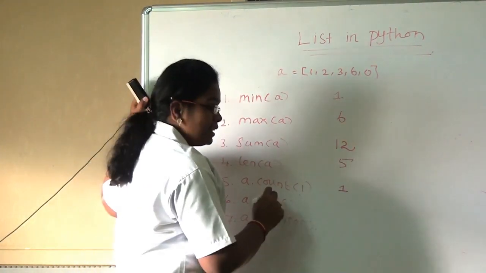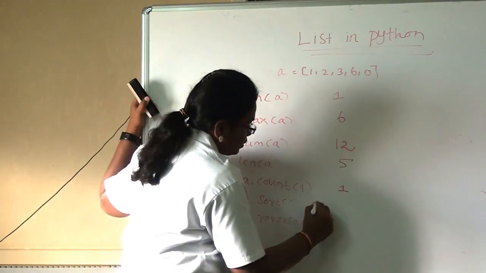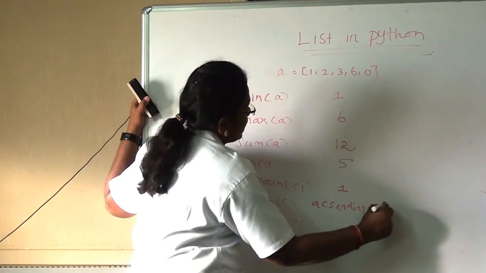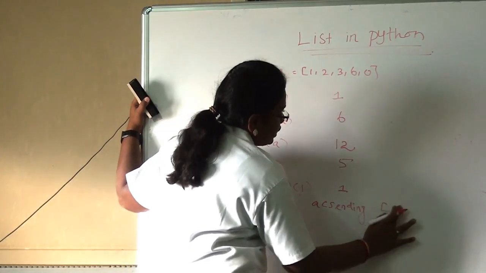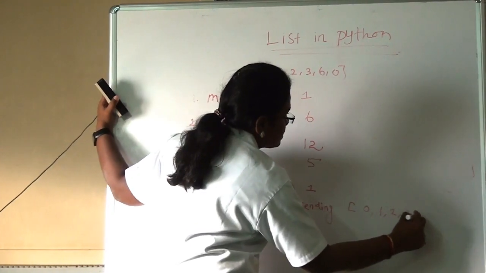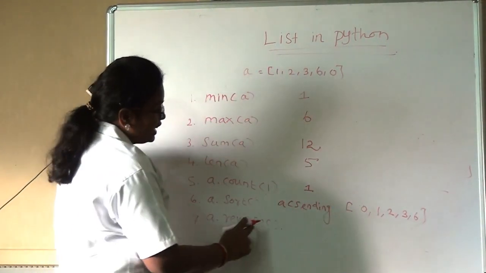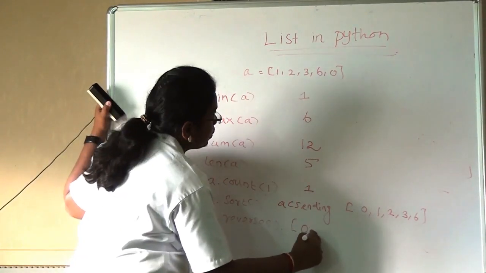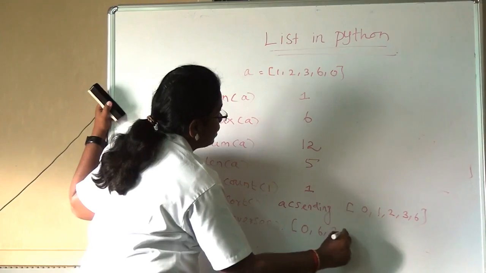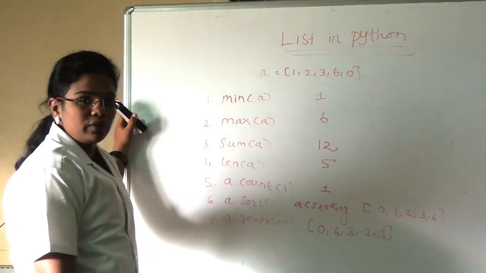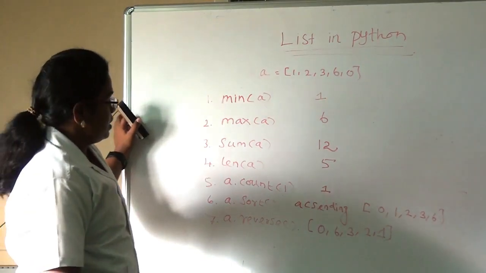Sort will return the sorted order, that is ascending order. So the answer is 0, 1, 2, 3 and 6. The next one, reverse: the elements get reversed. So the answer is 0, 6, 3, 2 and 1. These are some of the built-in methods of list. Okay?